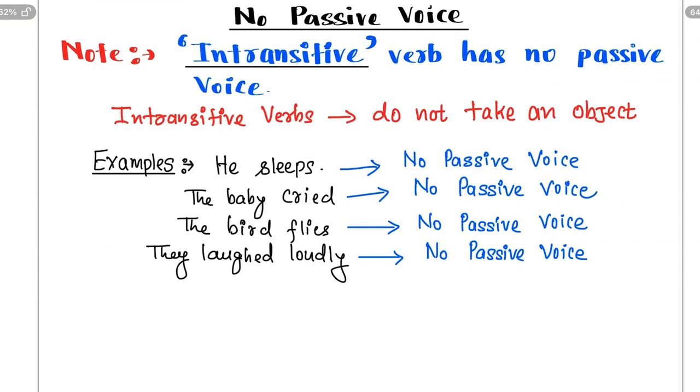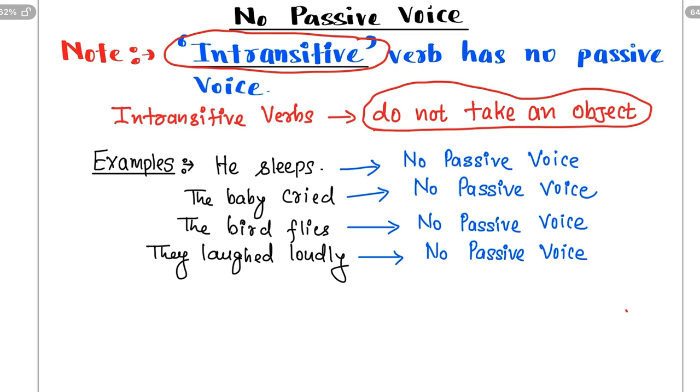When there is no passive voice. So we all know intransitive verb has no passive voice. In order to understand this, first you have to understand what is intransitive verb. So we all know intransitive verbs are those verbs which do not take an object with themselves. Means words without object, they are called intransitive verb.